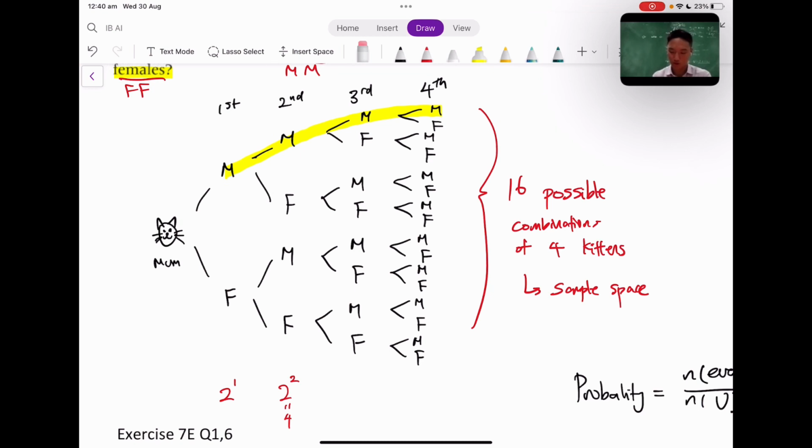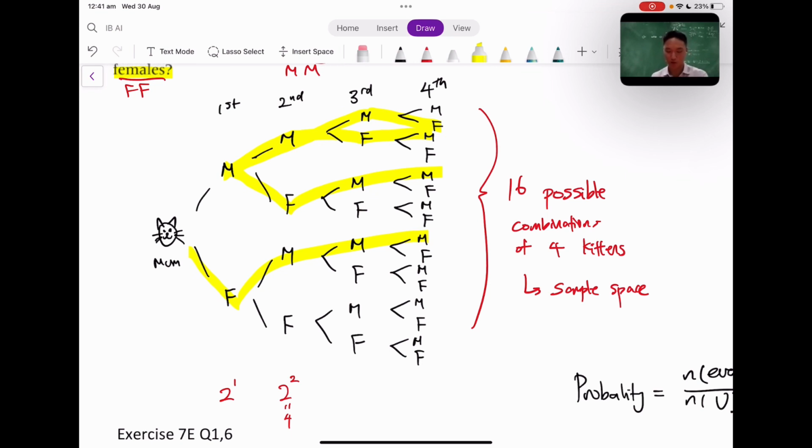If the question asked you, what is the probability of 3 males and 1 female, for example? Well, it could be male, male, male, female, or it could be male, male, female, male. That would be the only way that there are 3 males, right? Because no other pathway has, oh, actually, I stand corrected. It could be male, female, male, male. Or it could be female, male, male, male.